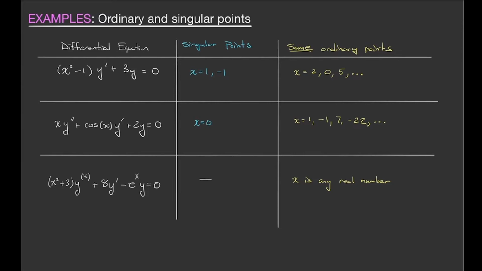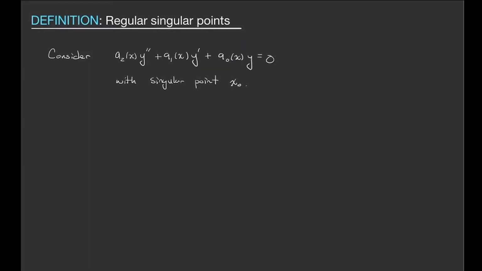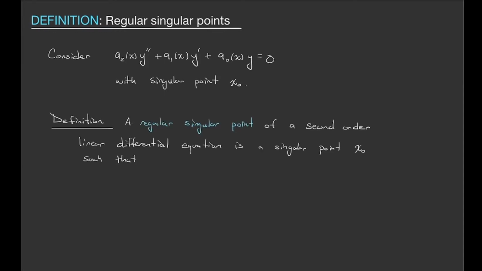Now let's further differentiate, no pun intended, among singular points, and that is to look at regular singular points. Suppose you start with a second order differential equation that's linear, and it has a singular point, x sub 0, where again, that x sub 0 is a point such that a2 of x sub 0 is equal to 0. If you substitute x sub 0 into a2 of x, what you get out is 0. We further distinguish this as a regular singular point if the following two limits, this and this, both exist and are finite.